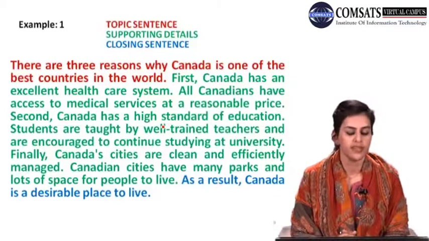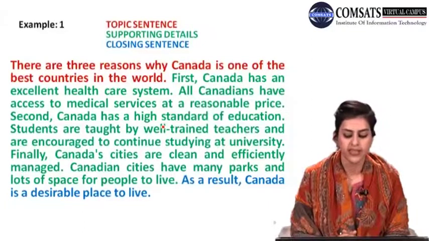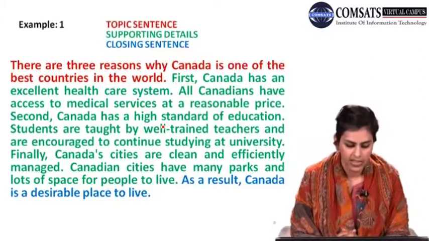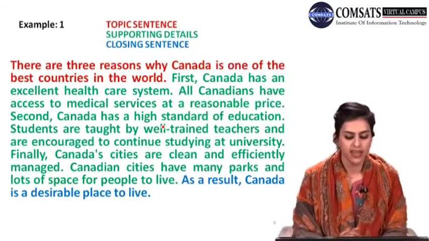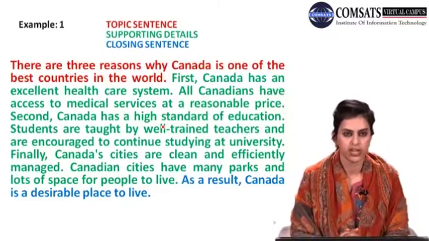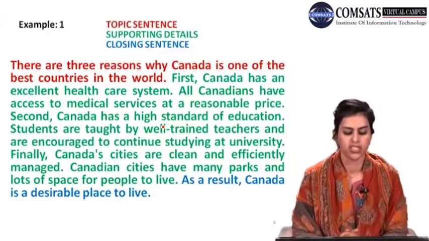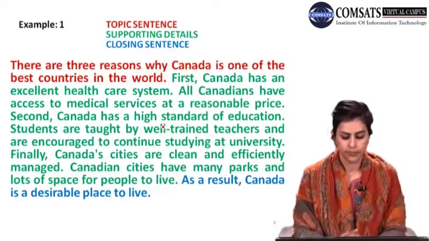Now the second reason that the writer gives is that Canada has a high standard of education. Students are taught by well-trained teachers and are encouraged to continue studying at university. So this is how the second reason for stating Canada as one of the best countries in the world is their education. Finally, Canada's cities are clean and efficiently managed. Canadian cities have many parks and lots of space for people to live.